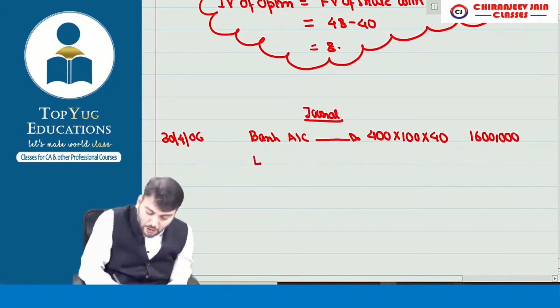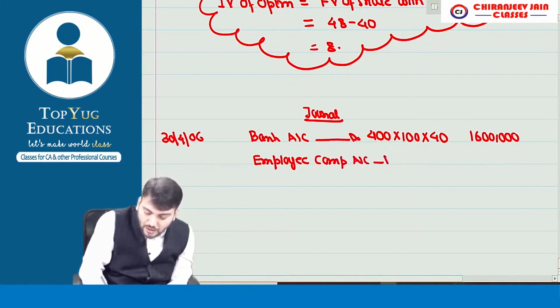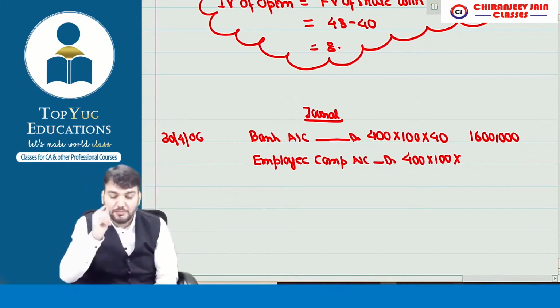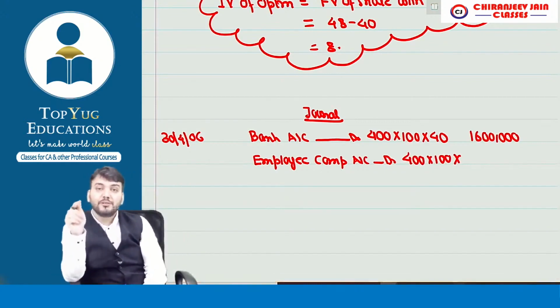Then we write employee compensation account debit. But 400 into 100 into what? Tell me, everyone. 400 into 100 into what?